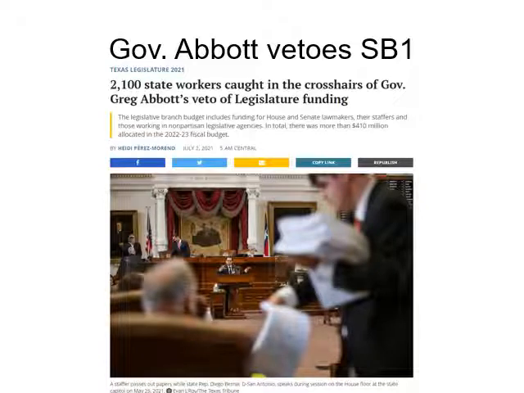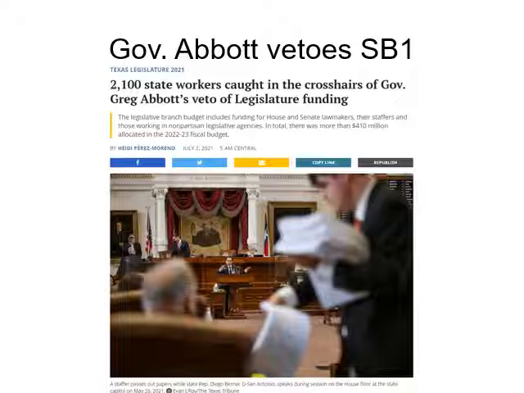This newspaper article from July 2, 2021 is about Governor Abbott's veto of SB 1. Governor Greg Abbott vetoed funding for the legislative branch of Texas and said he was taking this drastic action as retribution after more than 30 Democrats walked out of the regular session, killing a voting bill. The legislative branch budget, known as Article 10, includes funding for House and Senate lawmakers, their staffers, and those working in nonpartisan legislative agencies. In total, this was more than $410 million allocated for the 2022-2023 fiscal budget.